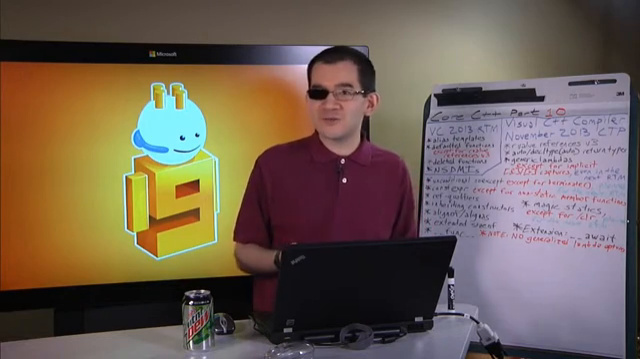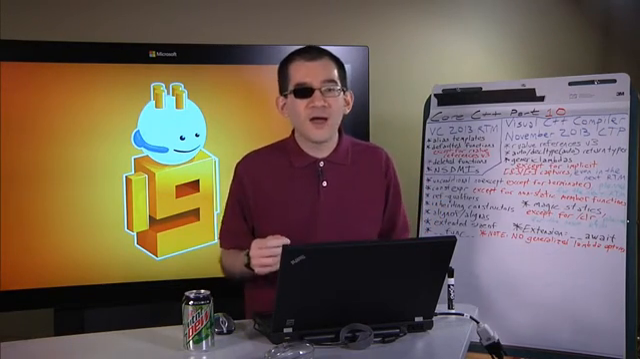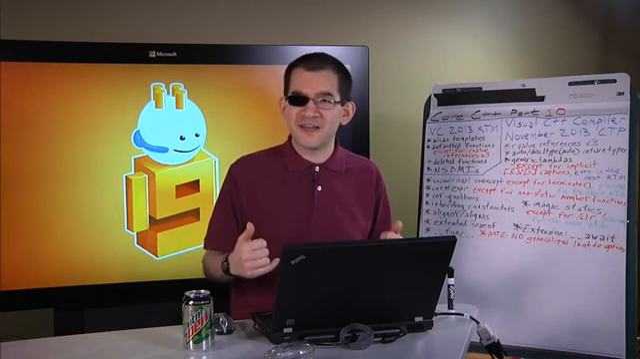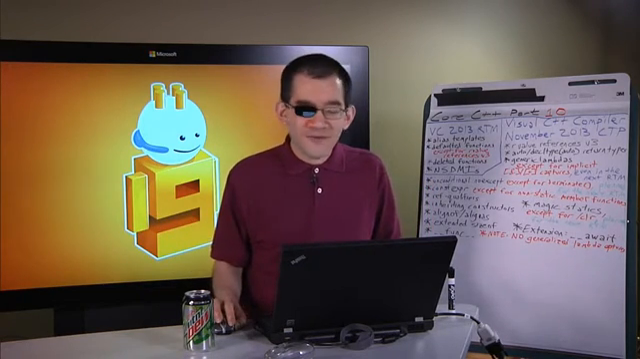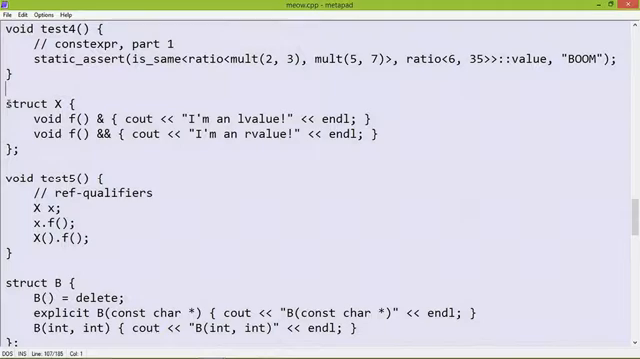Without this, it would be very strange. You would be able to sense the L valueness and R valueness, or value category, of everything except for yourself. That's kind of weird. Ref qualifiers complete that, and they fill this hole. So here, I can have a struct X, and this is a very simple example. I've got void f taking nothing. One is marked for L values, and one is marked for R values, and they print out things accordingly.